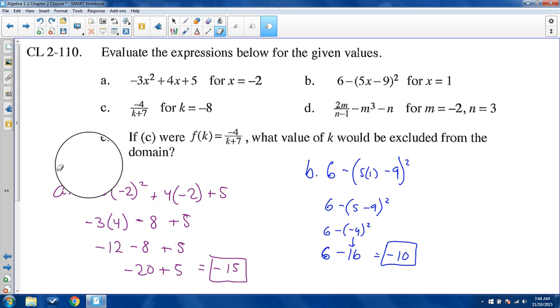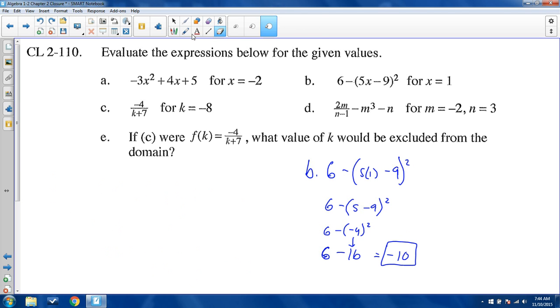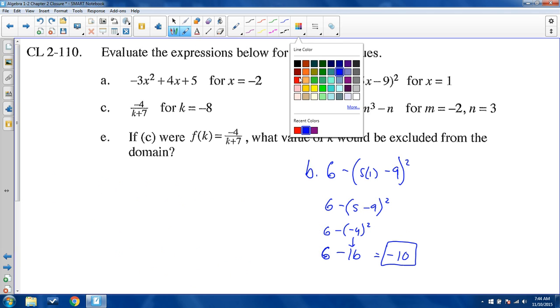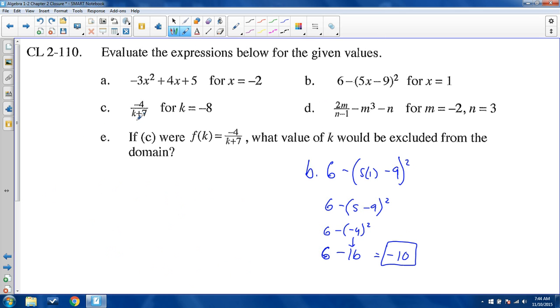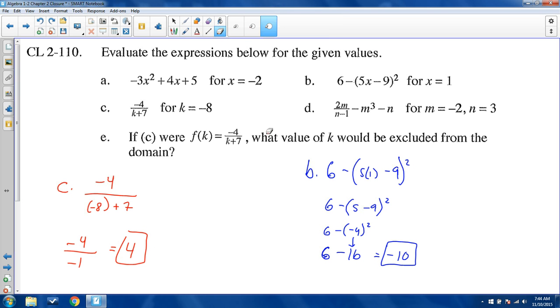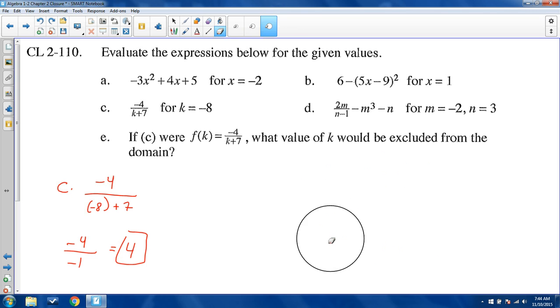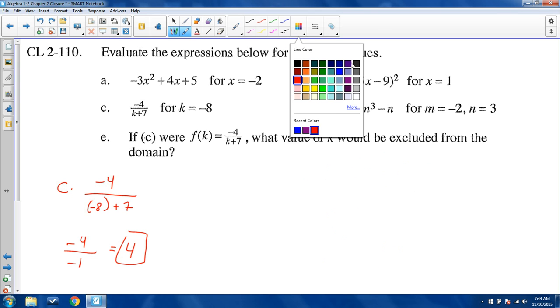Moving on to C. Here we go. Part C. -4 over k, which is -8, plus 7. That becomes -4 over, so -8 plus 7 is -1. -4 divided by -1 is positive 4. Very nice, pretty clean. You can, I guess, if you do -8 plus 7 is -15, that'll mess you up, but not many opportunities to mess up in that one, which is pretty cool.